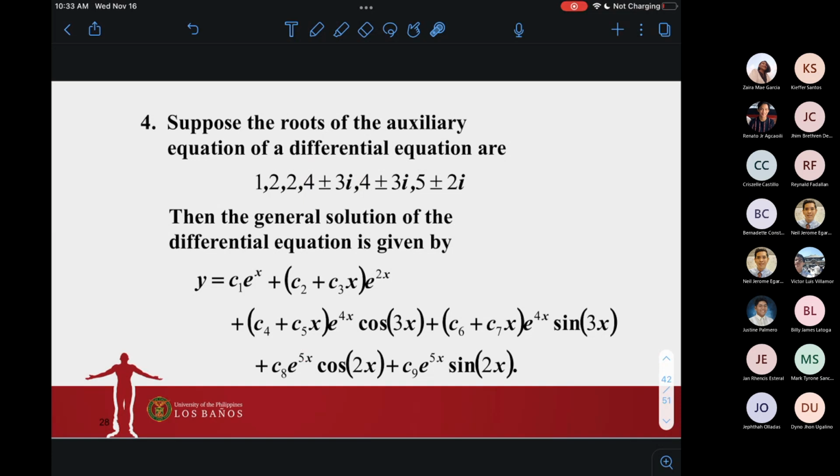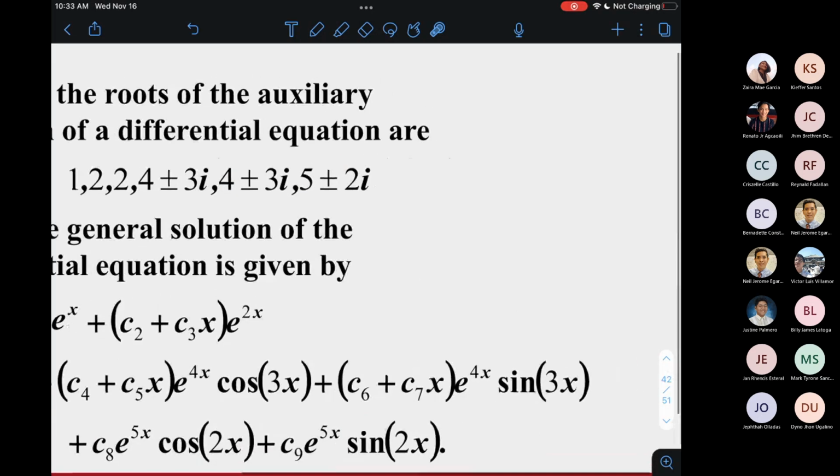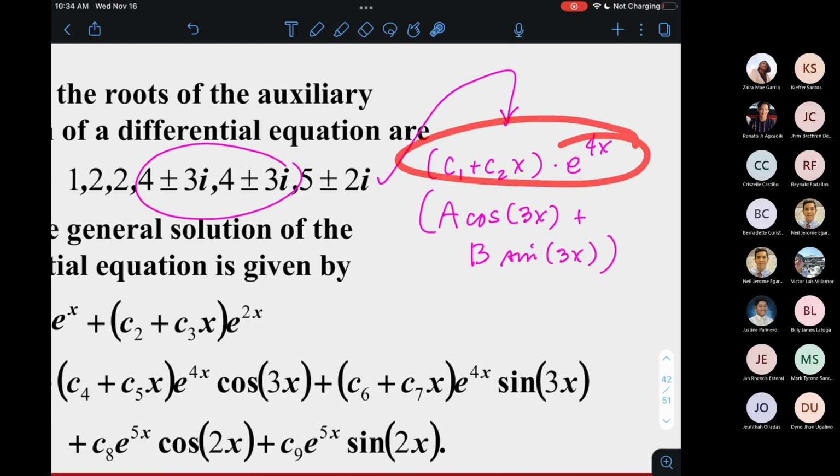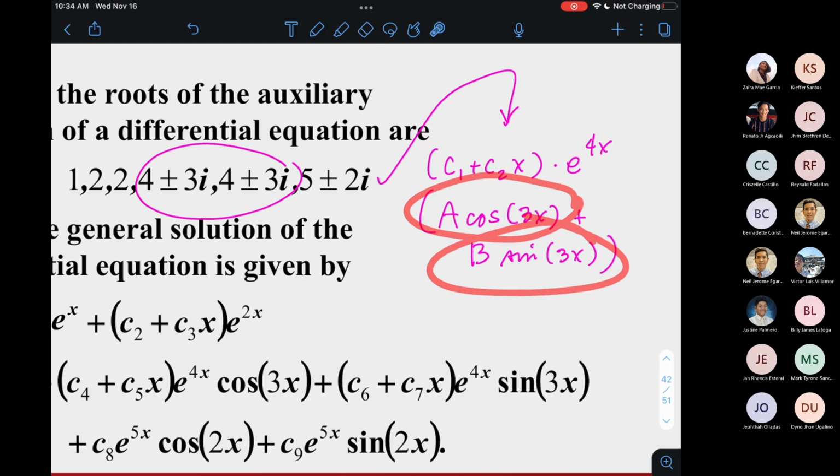Pinaghiwalay niya tapos pinactor out niya kasi dun sa form natin kanina, kapag meron kang repeated roots, kung susundin ko yung solution scheme ko kanina, nakita ko ito ay multiplicity 2, so magkakaroon ng C1 plus C2x times e to the real part, so e to the 4x times arbitrary constant a cosine ng imaginary part, plus b sine ng imaginary part. So ganito ko sinulat yung solution before, but I guess in this slide, ang ginawa niya, dinistribute niya, minultiply niya ito out, dinistribute niya dun sa loob ng sine at saka cosine.